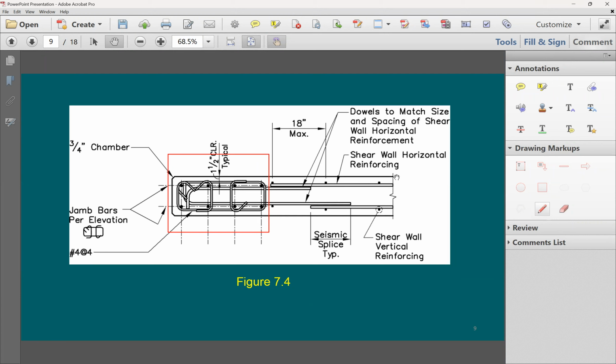Concrete strength 4,000 psi. Seismic shear 380. This is going to be V sub u. So let me put it next to it. I'm going to say this is going to be V sub u.